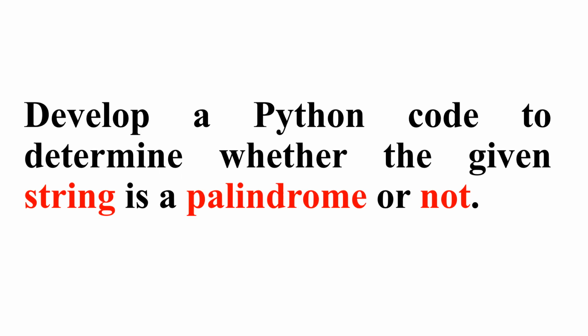In this video lecture, we'll develop a Python code to determine whether the given string is a palindrome or not. First, we'll try to understand what a string palindrome is with a few examples. Then we'll consider the flowchart which gives the actual flow of the program. Towards the end, we'll consider the demonstration of the code. So without wasting much time, let's get into the task straight away.